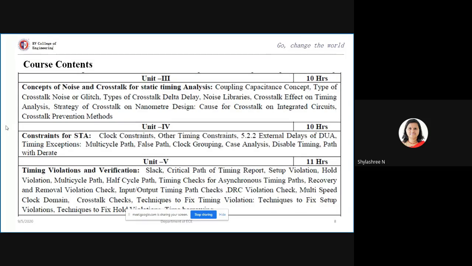The discussed checks are performed by the STA engine as a part of your timing analysis procedure. There are reports that I'm going to discuss, and how the setup time violations occur. In this particular subject there are also some problems, and what I planned for this subject is your assignment, which carries 30 marks.